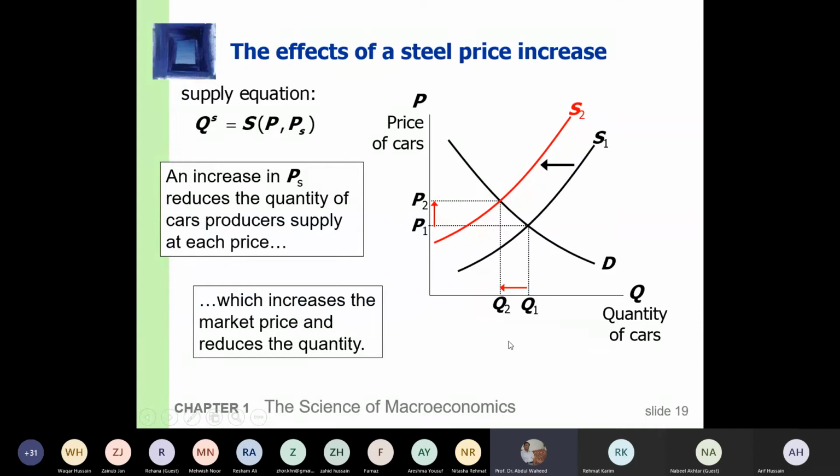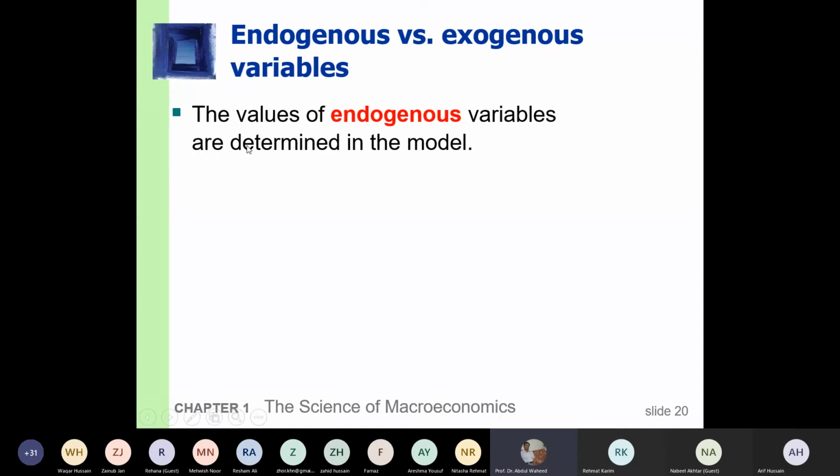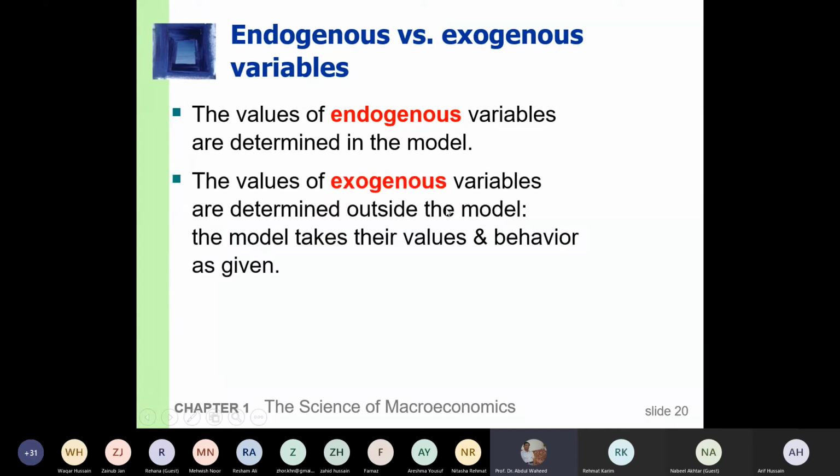So this was a simple model of demand and supply in the economy. Now we have endogenous variables and exogenous variables. The values of endogenous variables are determined in the model. And the values of exogenous variables are determined outside the model. So in the demand and supply equations, we have endogenous variables and exogenous variables.